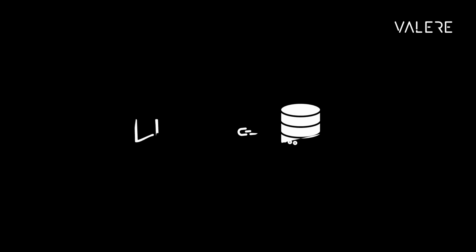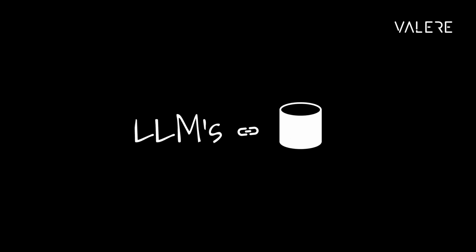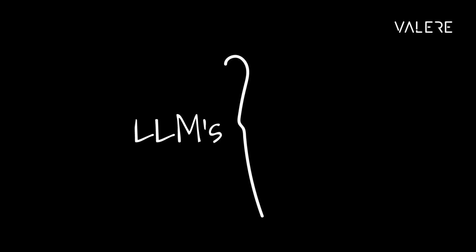RAG addresses these issues by connecting an LLM to a data store. Instead of relying solely on its training data, the LLM can retrieve up-to-date and specific information from the data store. This means more accurate answers and verifiable sources. Let's dive into the problems with current LLMs.